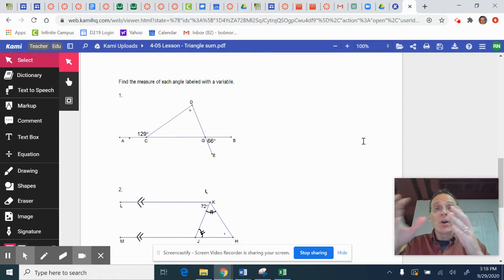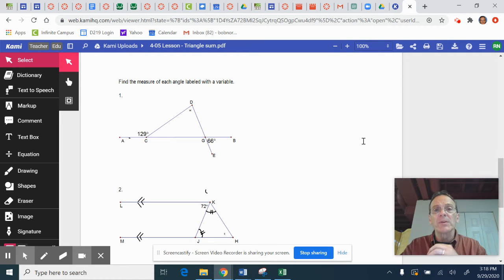Okay? So you've got to look at the diagram and you've got to ask yourself, based on what I've learned so far in geometry, what can I find in this picture? And then when you start finding the other things, then maybe you will see a way to find the thing that I am asking you for.